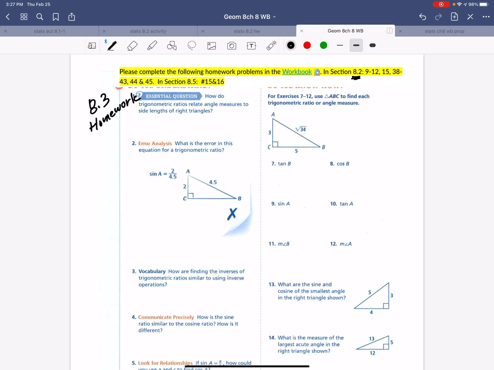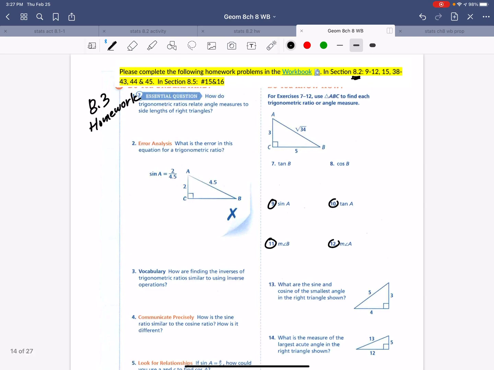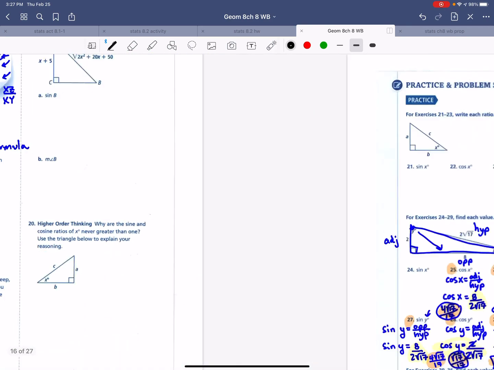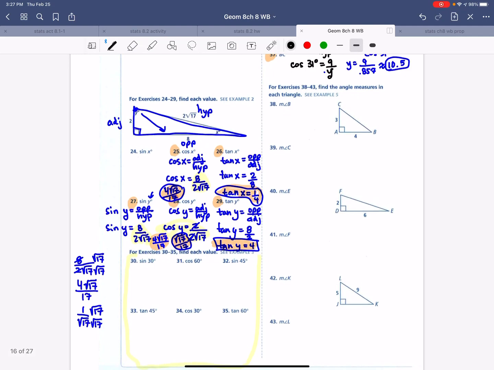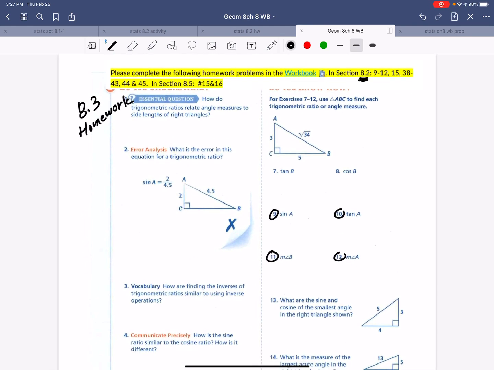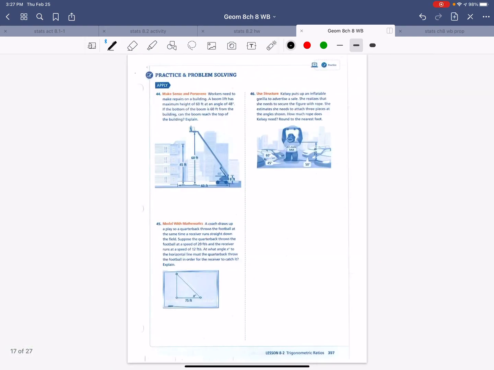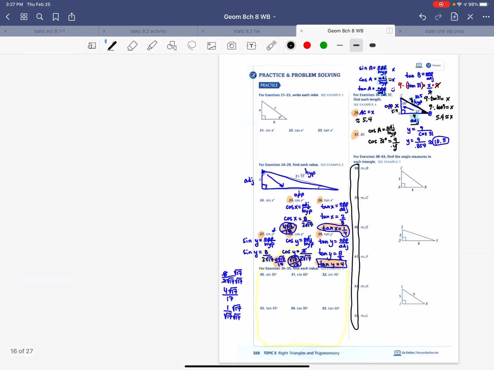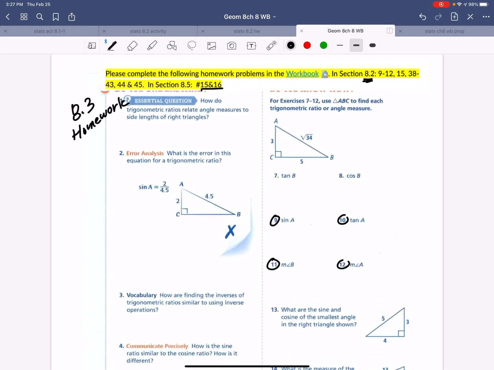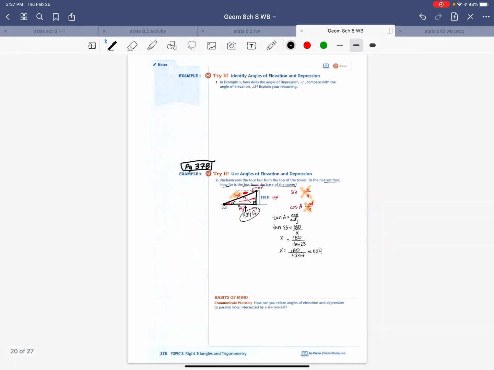Okay, so our homework is going to be 9 through 12 and question number 15 on this page. Then 38 through 43, the ones we skipped the other day, and 44 and 45 on the other page. We also need to make sure that we do 15 and 16 in the other section. We kind of saved those.